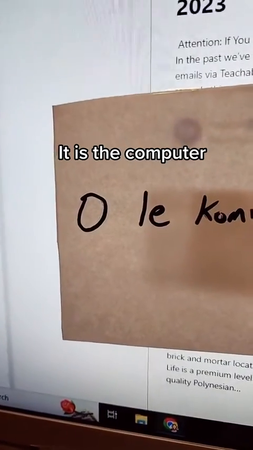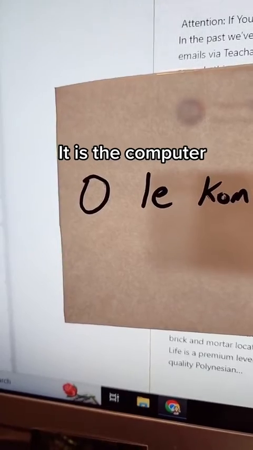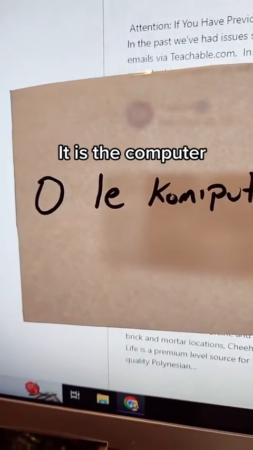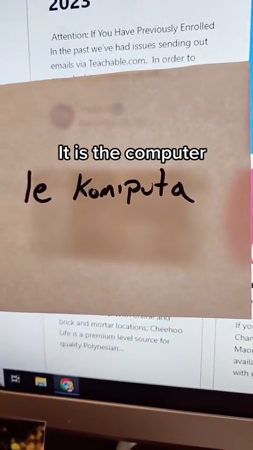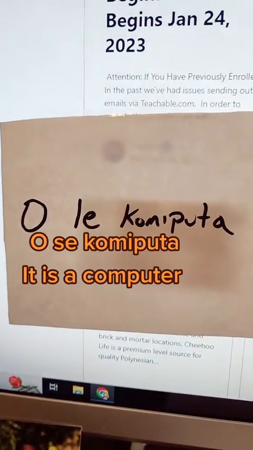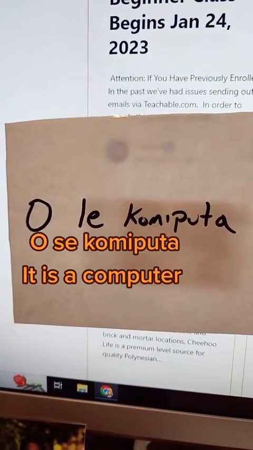We use this O whenever we identify something. It's our noun present tense marker. Le is equivalent to the, and then of course there's our noun. We can say ose komiputa. It is a computer. We could say it is my computer.